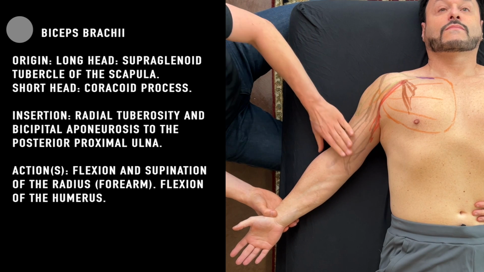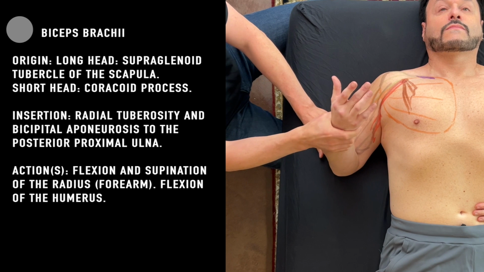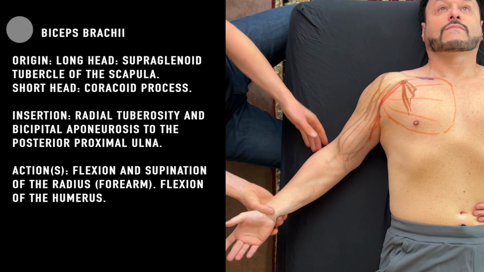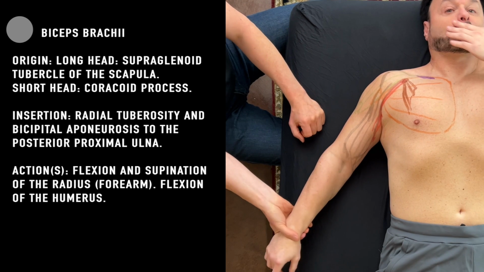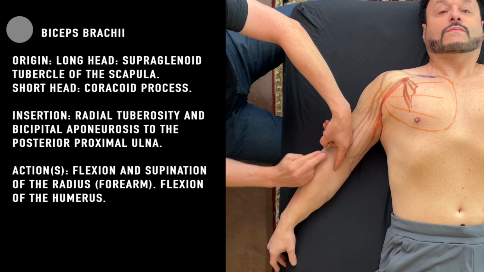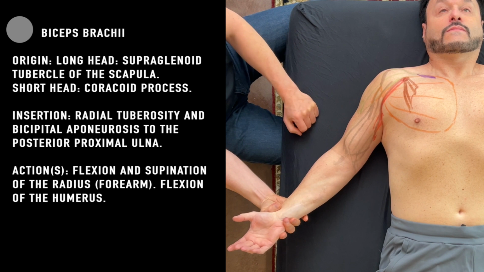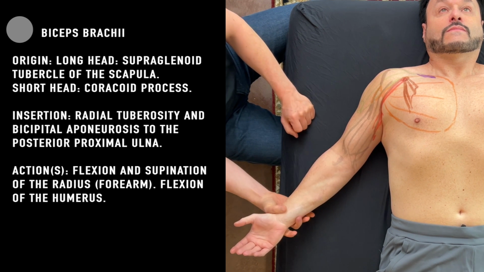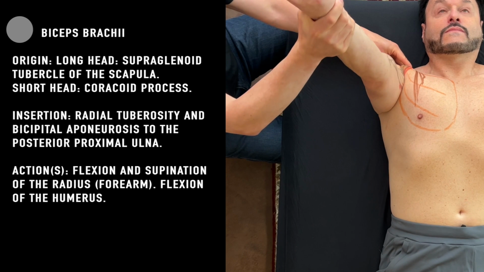The biceps brachii, since it attaches to the radius, is going to flex the elbow. Because of the way the tendon wraps under the radius when we pronate, it will actually help us supinate the forearm. And because it attaches to the shoulder, it will help flex the shoulder.